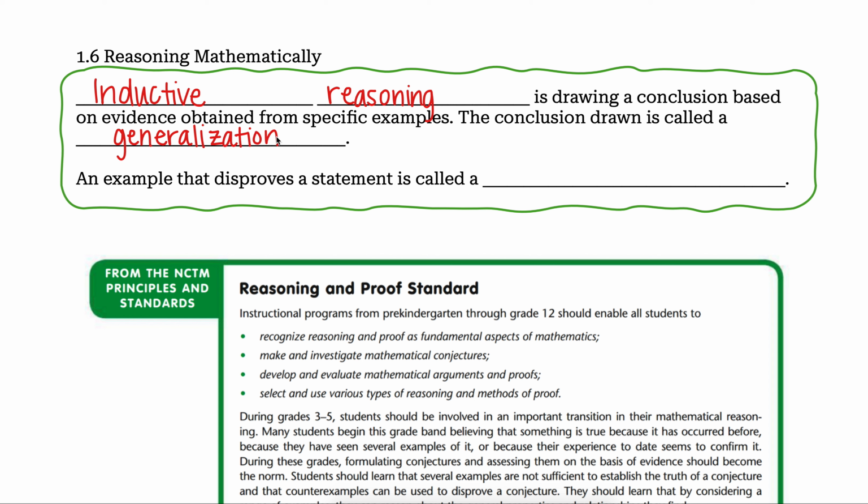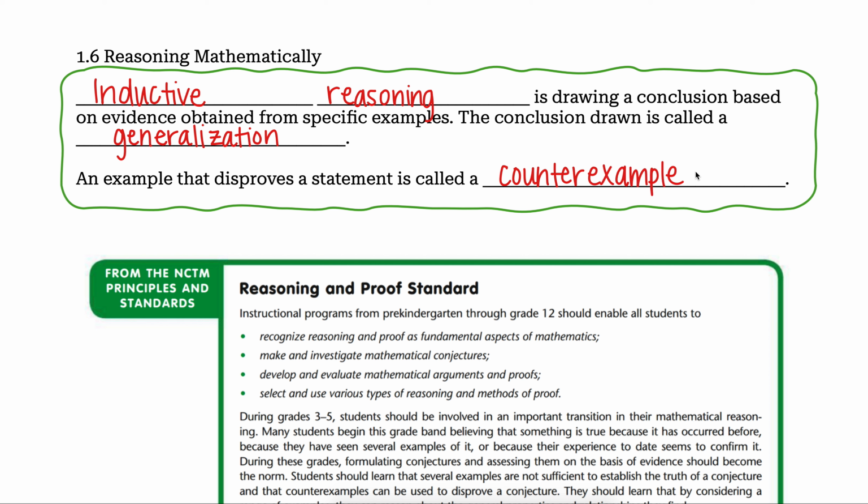With a generalization, it's a summary of your findings. It's not quite a proof. We'll talk more about that in a bit. It's not a proof, but it's a statement that you've drawn from what you have seen. The end goal is to then prove that generalization, and you have to be aware of what we call a counterexample. And a counterexample is something that can show something to be false. It disproves a statement.